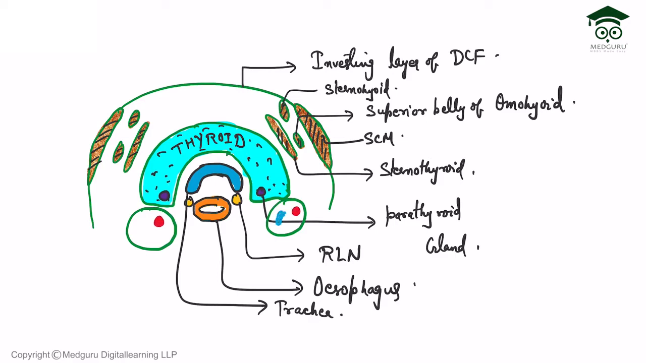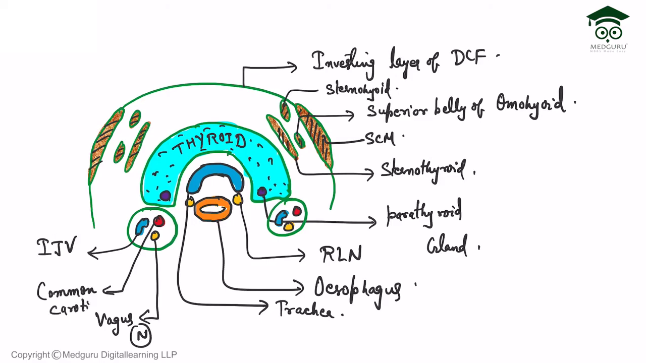So use red color for the artery, blue color for the vein, and yellow color for the nerve. Inside the carotid sheath, we have the three important contents: vagus nerve, internal jugular vein, and common carotid artery. You can appreciate in the diagram that the carotid sheath and the structures inside it lie posterolaterally in relation to the thyroid gland.